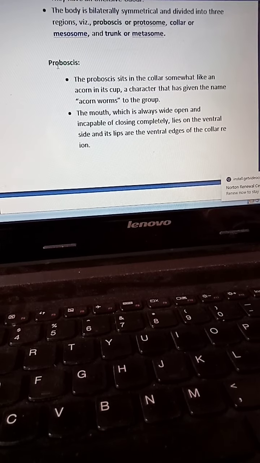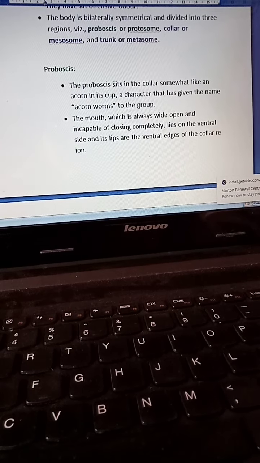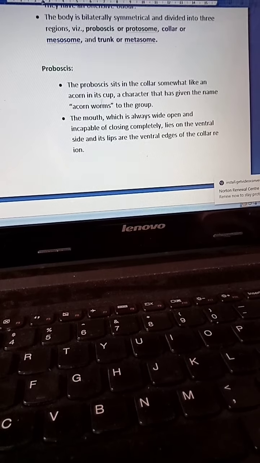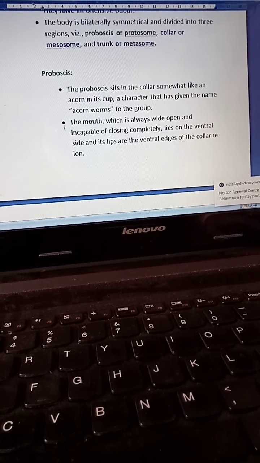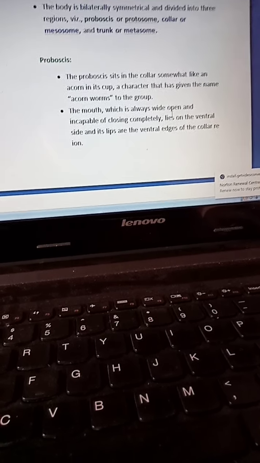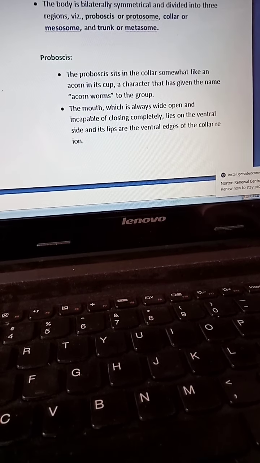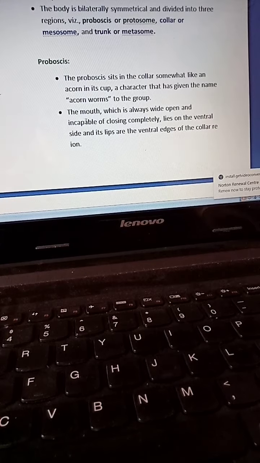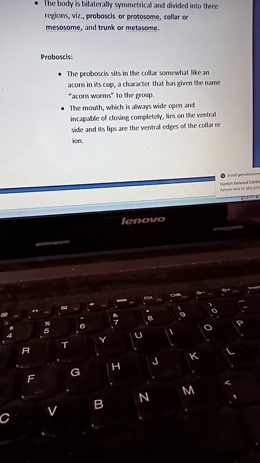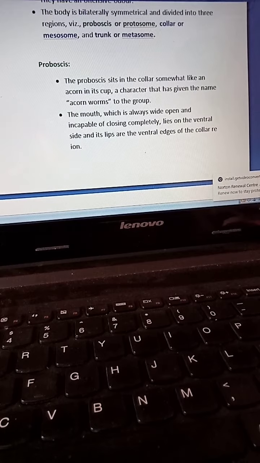Next, the proboscis sits in the collar somewhat like an acorn in its cup. Due to this character they are called acorn worms, the whole group. The mouth is always wide open and incapable of closing completely. The mouth cannot close completely. This mouth lies at the ventral side of the collar. On the collar's ventral surface we can find the lips.